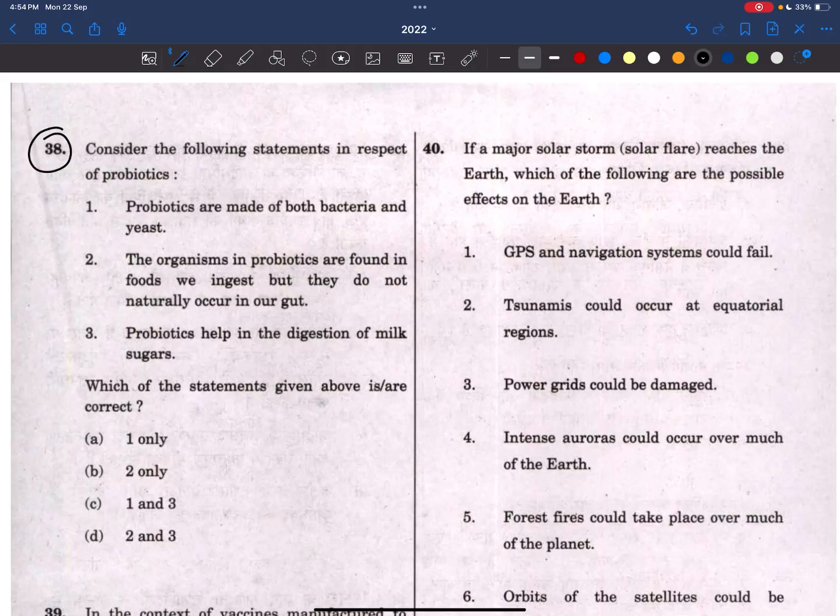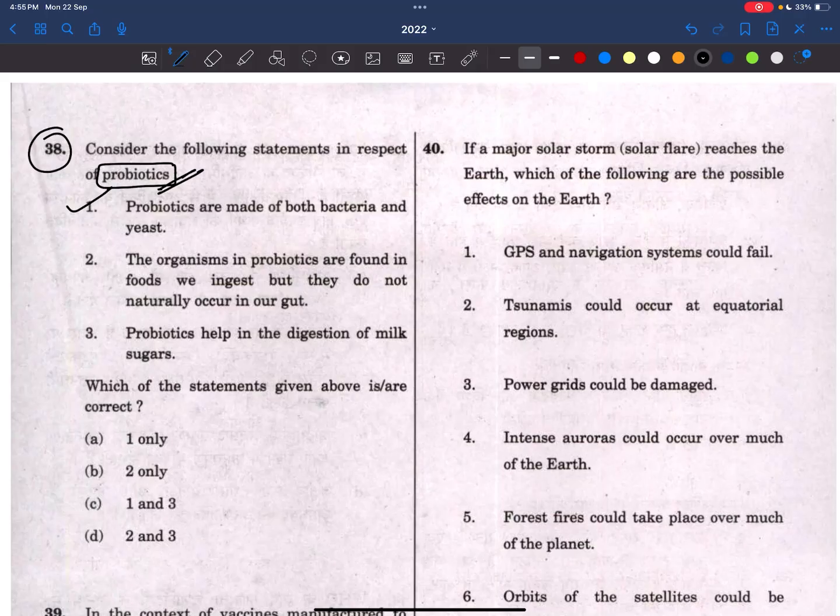Consider the following statements in respect to probiotics. Now see, probiotics are also living microorganisms that have health benefits. Usually we get benefited by them. They can be found in yogurt and some food products also. Mainly these probiotics are bacteria or yeast cells. Curd, milk, all these things contain bacteria which are helpful for us. Probiotics are made of both bacteria and yeast. Yes, this statement is true. We have discussed it, right?